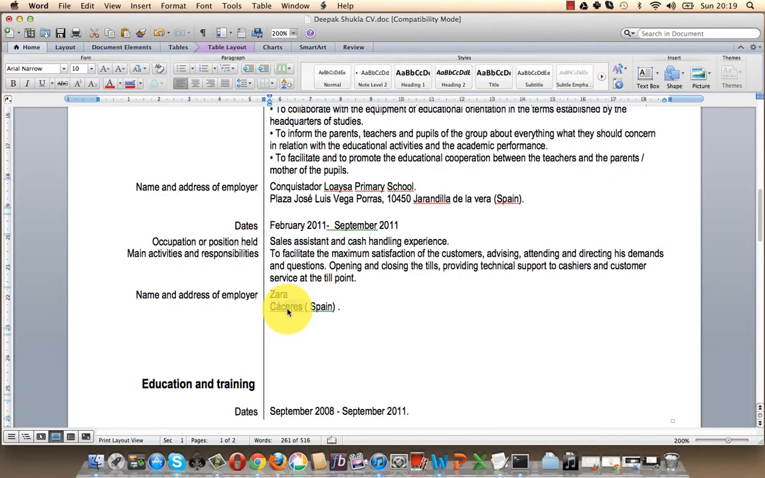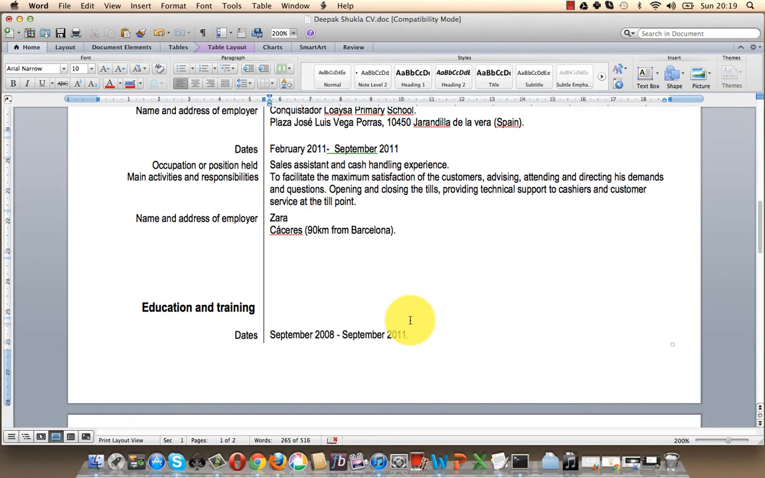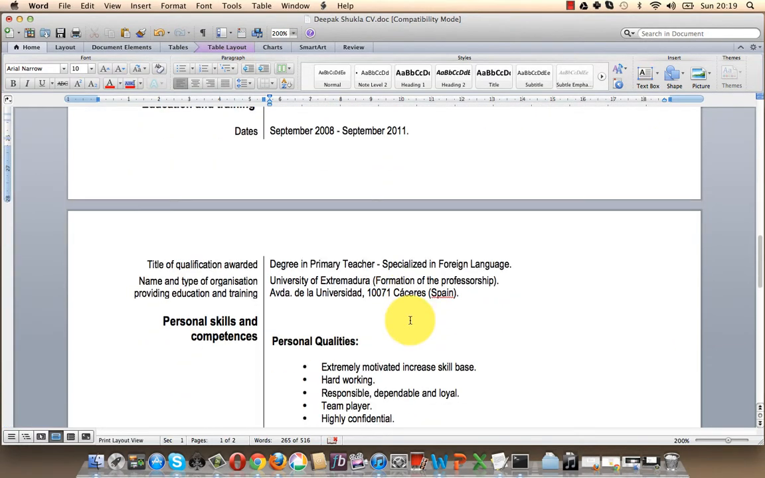Caceres, if that's how you pronounce it. Now again, here's an example of a city that I've not heard of. If it's, for example, 90 kilometers from Barcelona, then put that in, because that gives me a real important reference point. And of course, you don't need to put Spain again because we already know that it's Spain. So 90 kilometers from Barcelona would be much preferred here. Let's keep going.